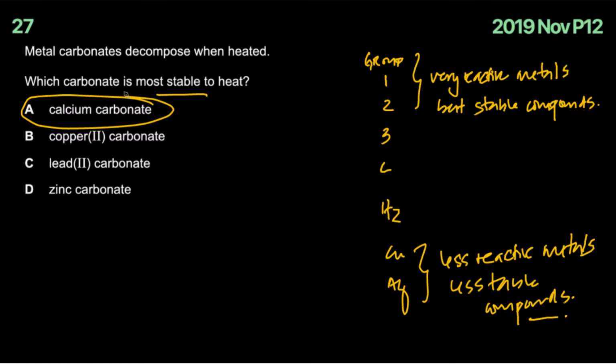Moving on. Group 1 carbonates are even more stable than group 2 carbonates. Yes, so group 1 are the most stable.